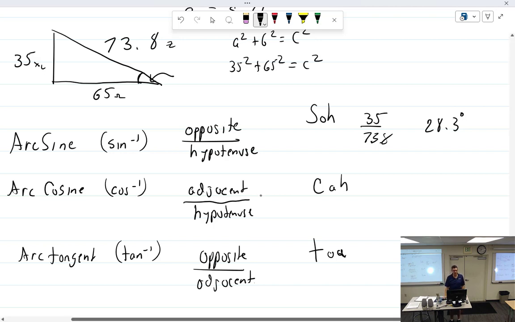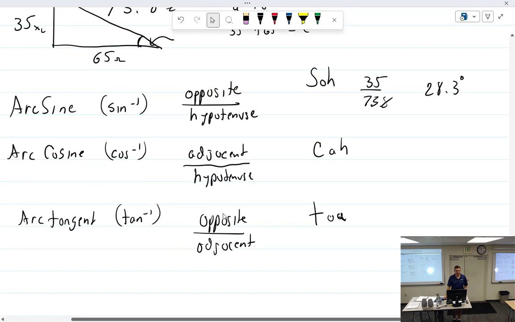Let's just say we didn't want to use sine because we don't like it, and we want to use cosine. Then all we do is second cosine of adjacent, which is 65, divided by 73.8, equals 28.2. I'm really hoping it's around 28 point something.